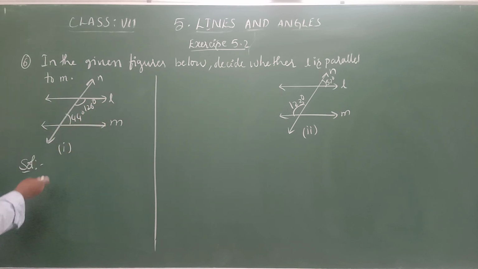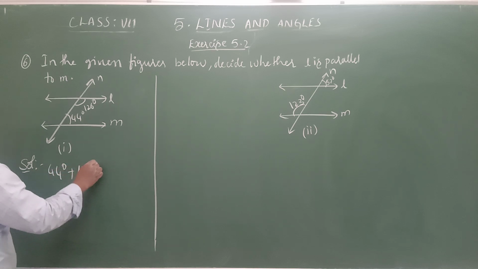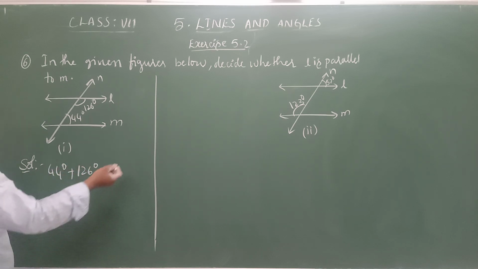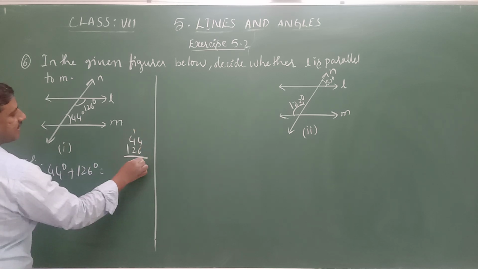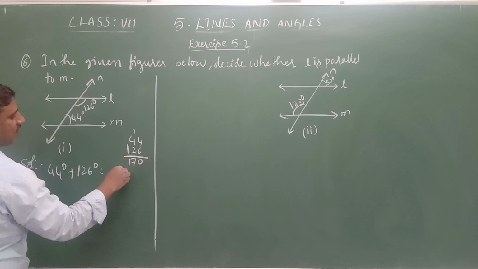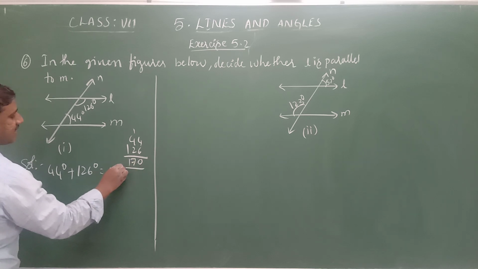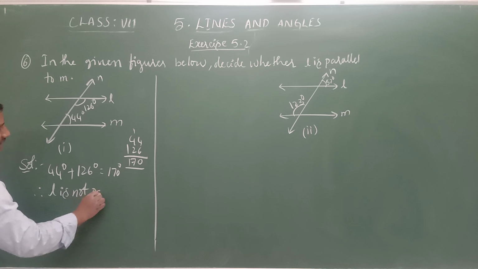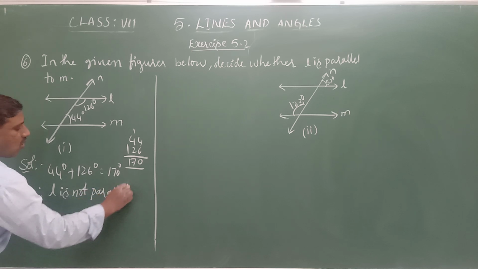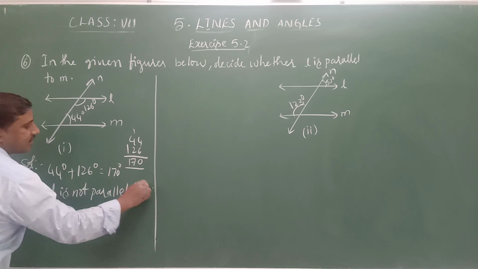So here, 44 degrees plus 126 degrees is equal to what? It is 44 plus 126: 4 plus 6, 10; 5 plus 2, 7, and 1, 170 degrees. Therefore, L is not parallel to M.